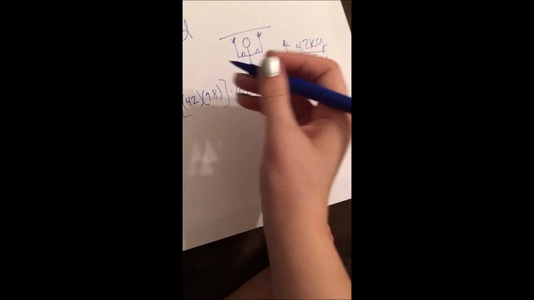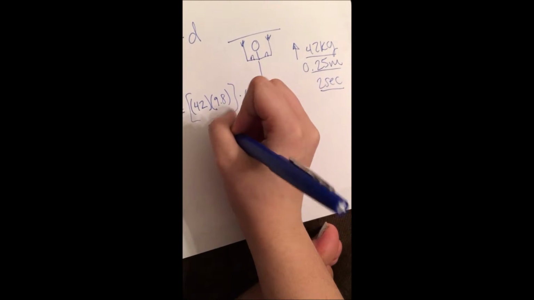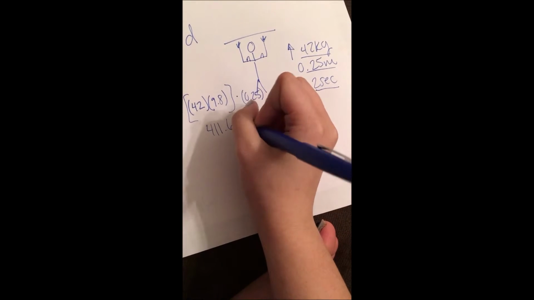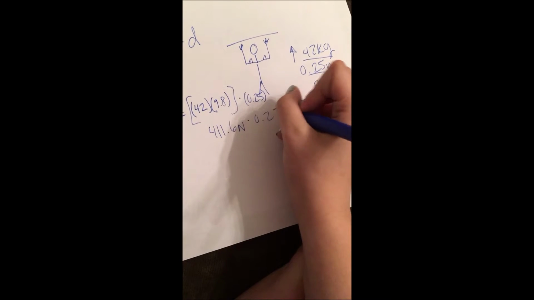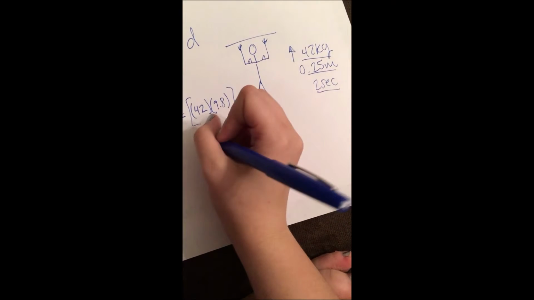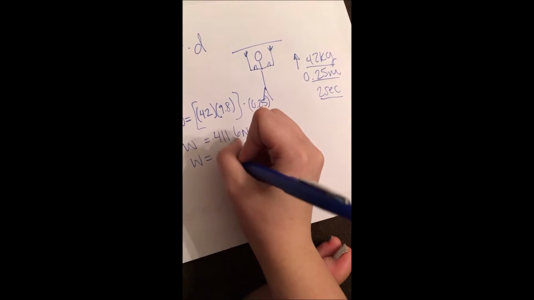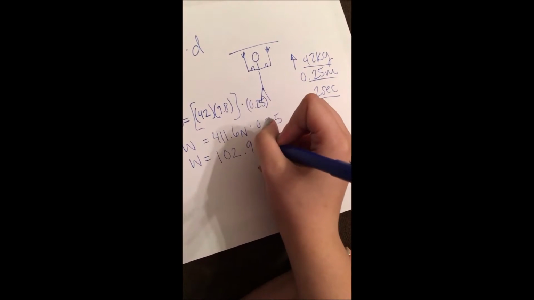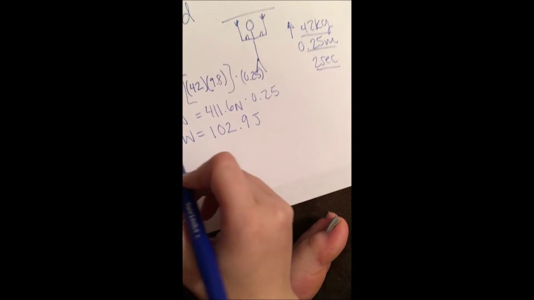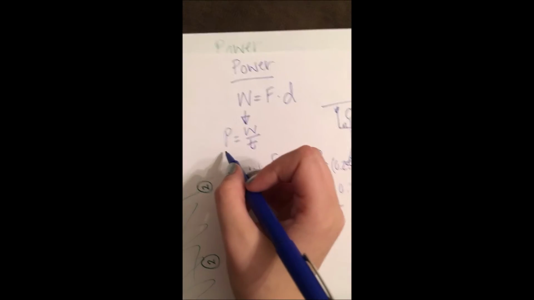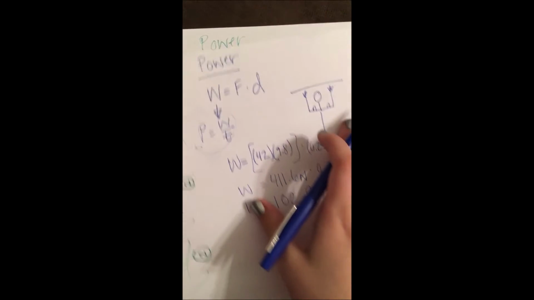We then get 411.6 newtons times 0.25. This would make the work be 102.9 joules. Now we need to plug it in to our power problem.